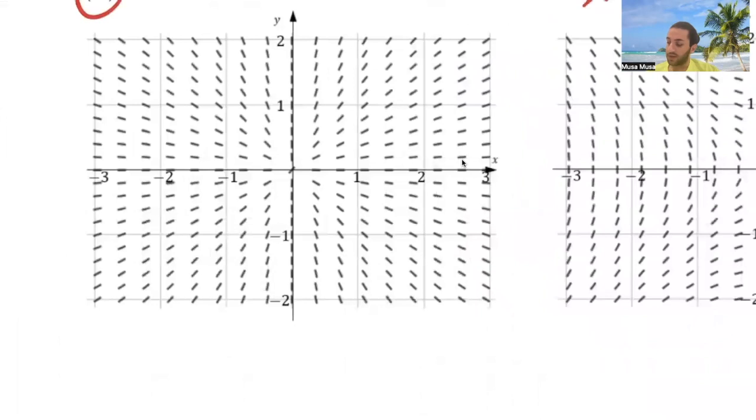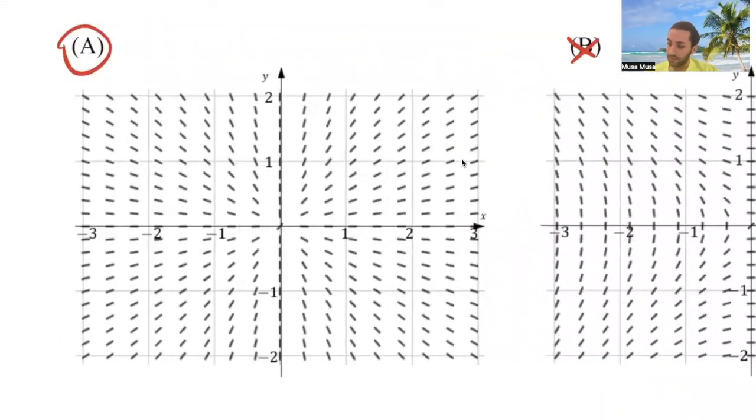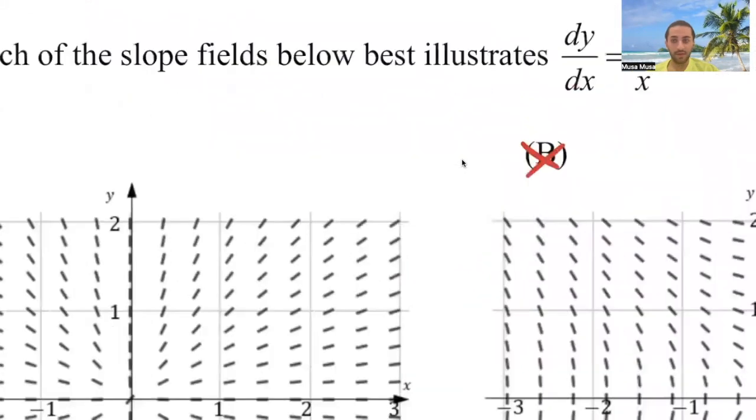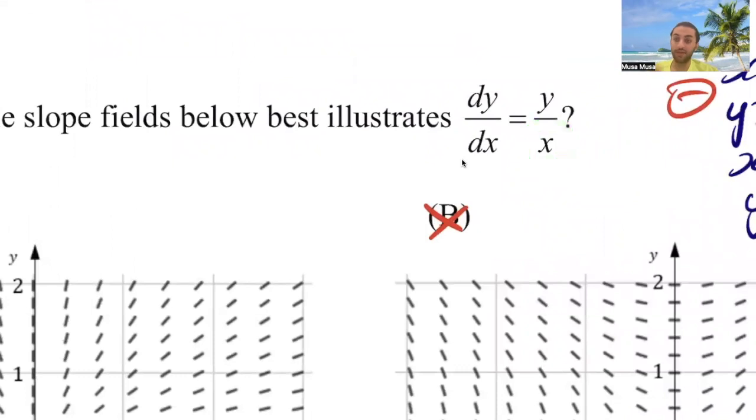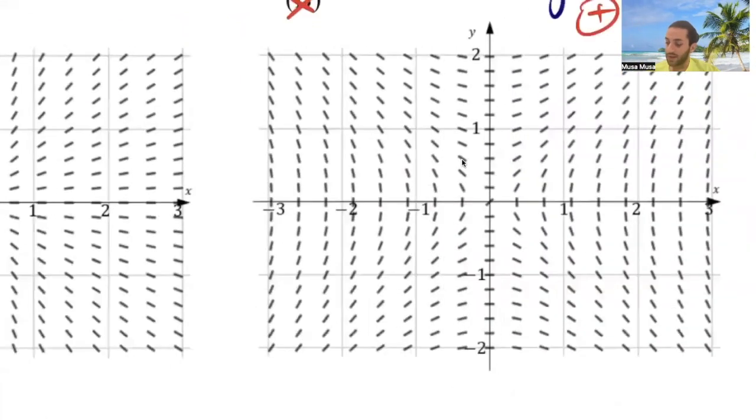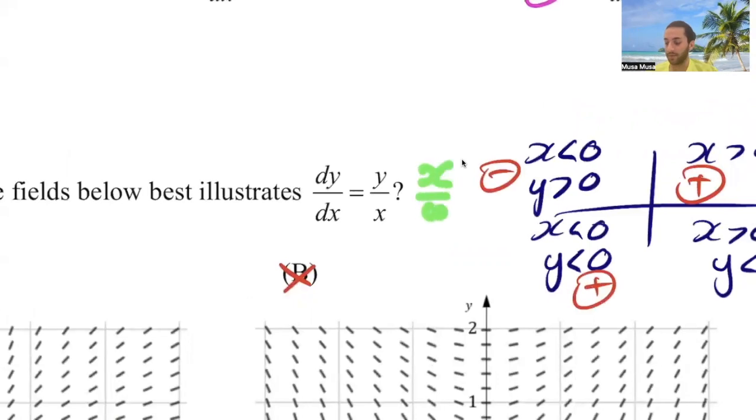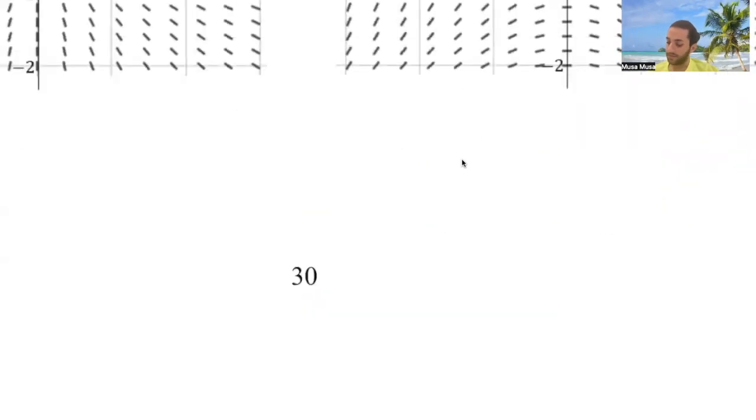What's another thing that you can check? What happens when x equals 0? All of these are vertical lines. That's because x equaling 0 here is undefined, and therefore the gradients are vertical. Whereas here, when x equals 0, the gradients are 0, which would have worked if it was x on y, but not in here. Nice.